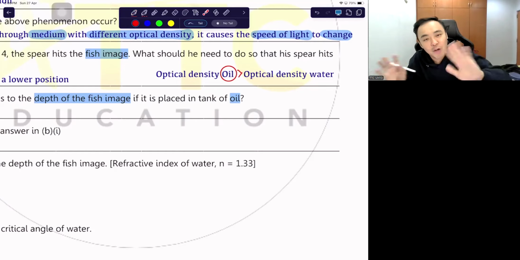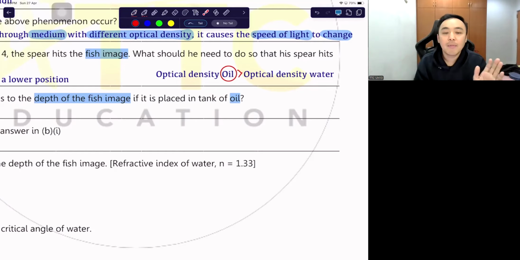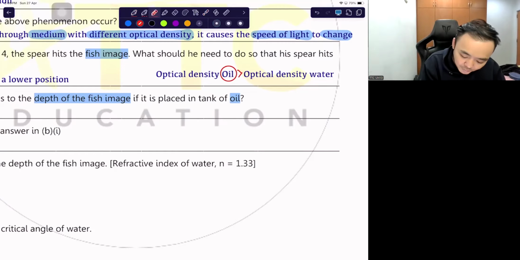That is chemistry already, I try not to push it. Try not to link to chemistry, but the bonding in oil is stronger, so it's harder for light to go through. That's why I want you to understand this exceptional case: optical density for oil is actually more than water.